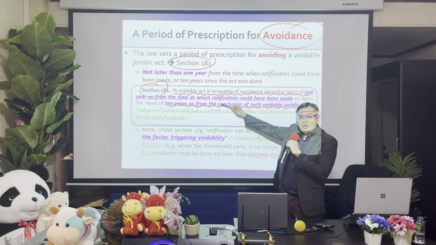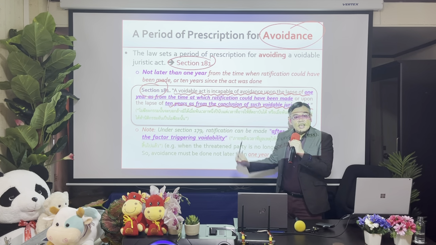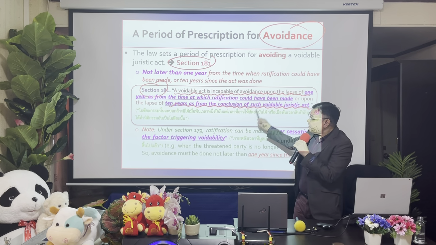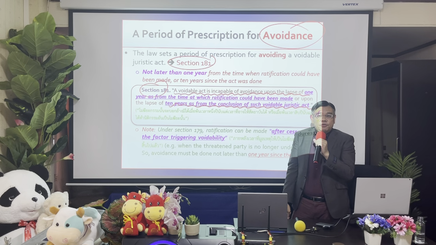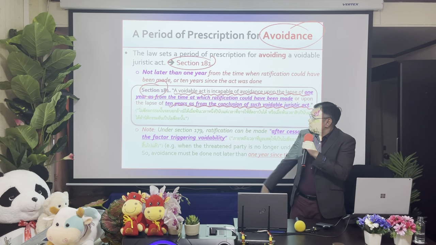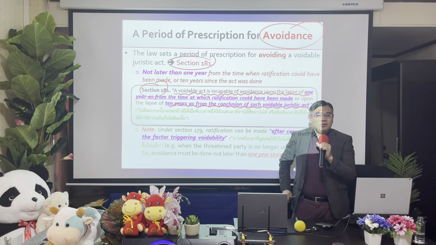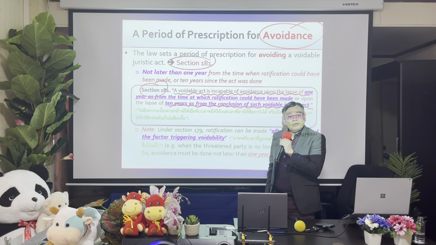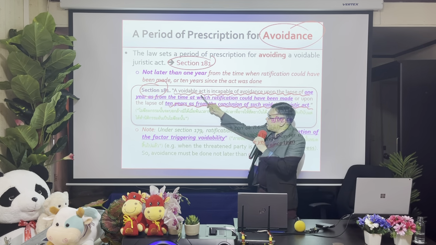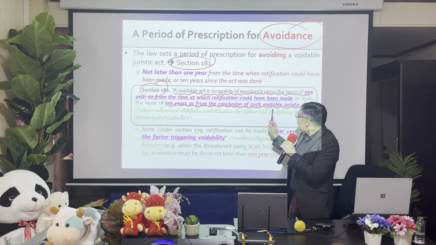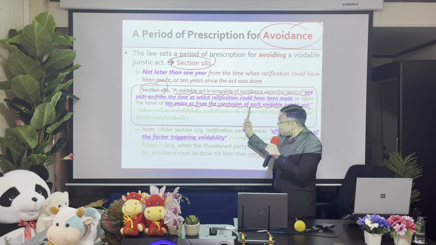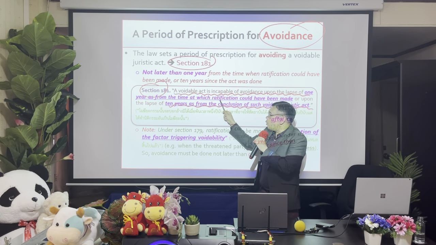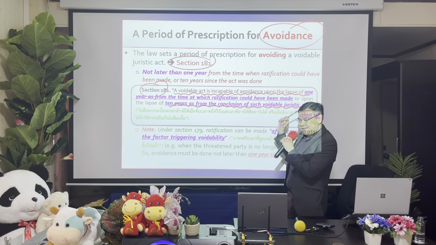So the period of 10 years is the maximum period of prescription. But if the period of 10 years has not elapsed, we are still bound by the period of prescription required by section 181, that is the period of 1 year as from the time at which ratification could have been made.